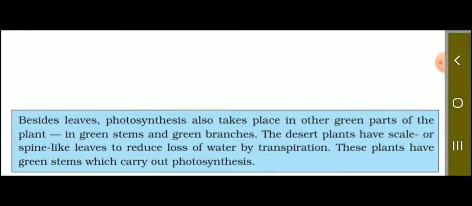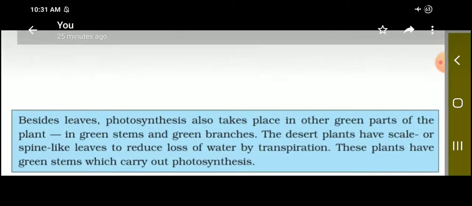Next, besides leaves, photosynthesis also takes place in other green parts of the plant, in green stems and green branches. The desert plants have scale or spine-like leaves to reduce loss of water by transpiration. These plants have green stems which carry out photosynthesis.